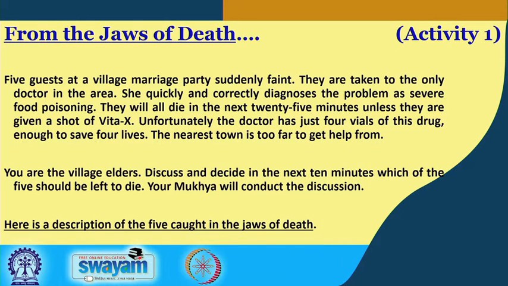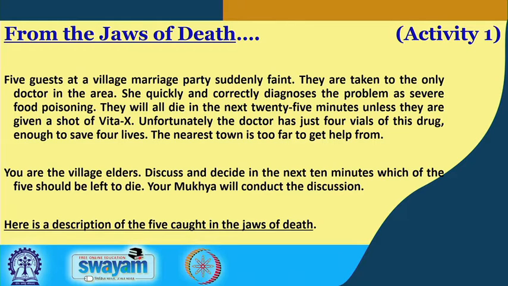So, you have 5 lives to be saved and you have 4 vials of beta X which can save their lives because they are victims of severe food poisoning. Here in this role play we have 5 participants of the MHRM first year Humanities and Social Sciences department who are the village elders and they are going to discuss and decide in the next 10 minutes which of the 5 should be left to die, and the mukhya will conduct the discussion.